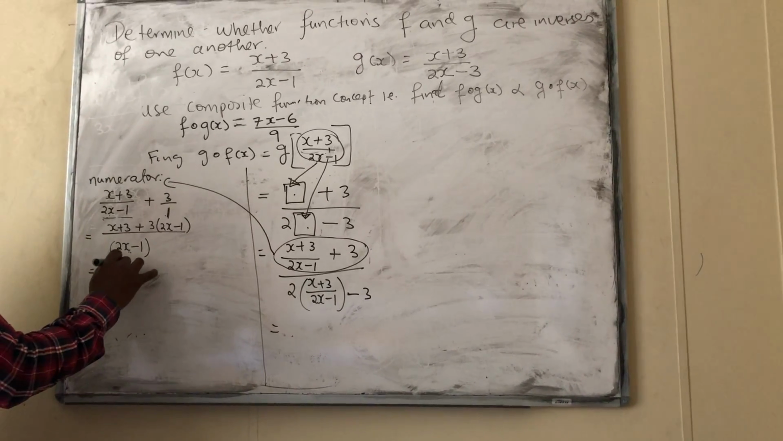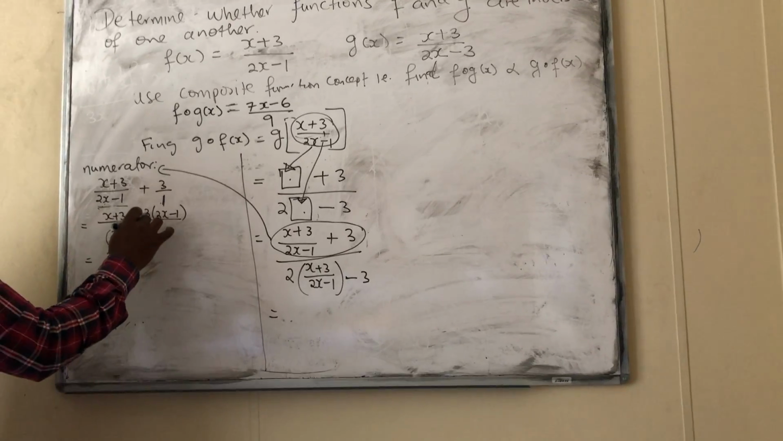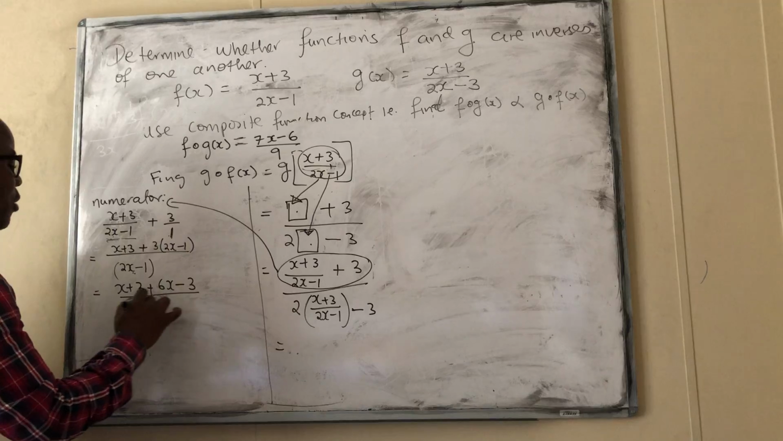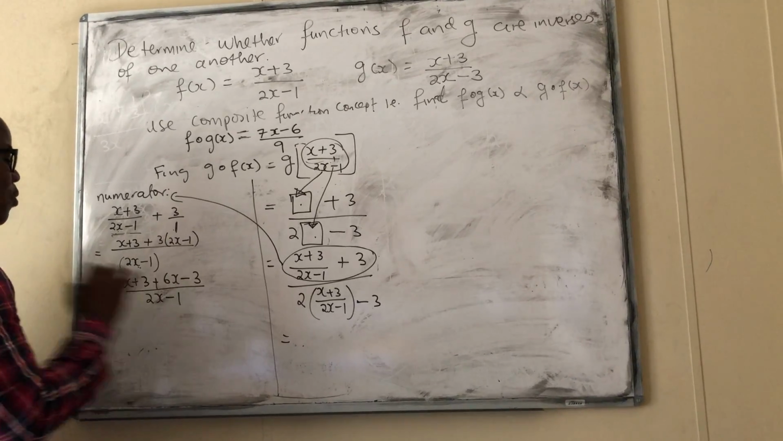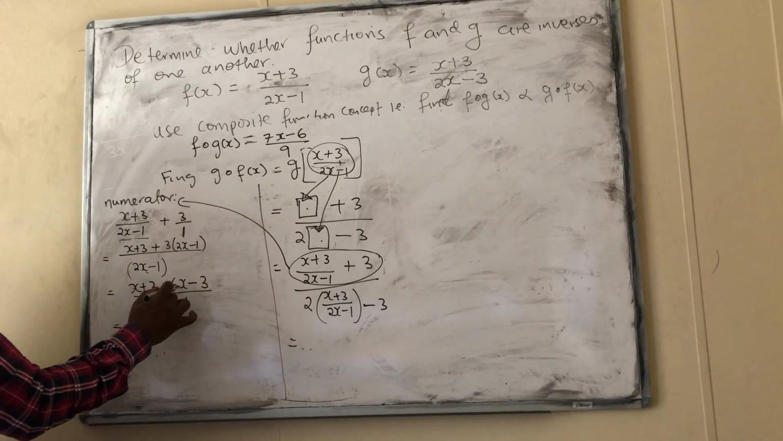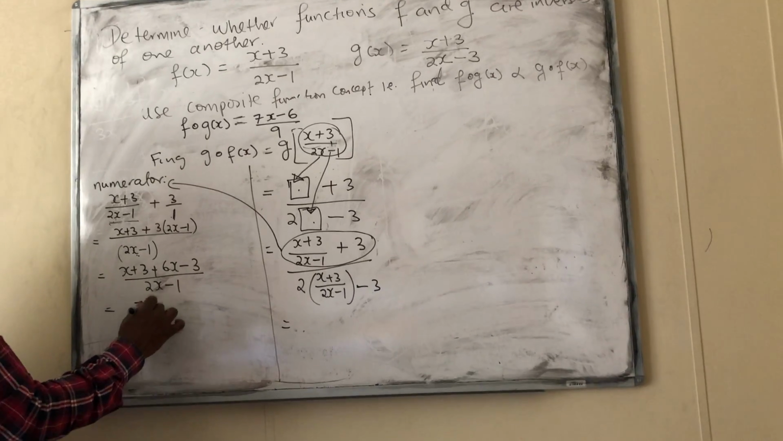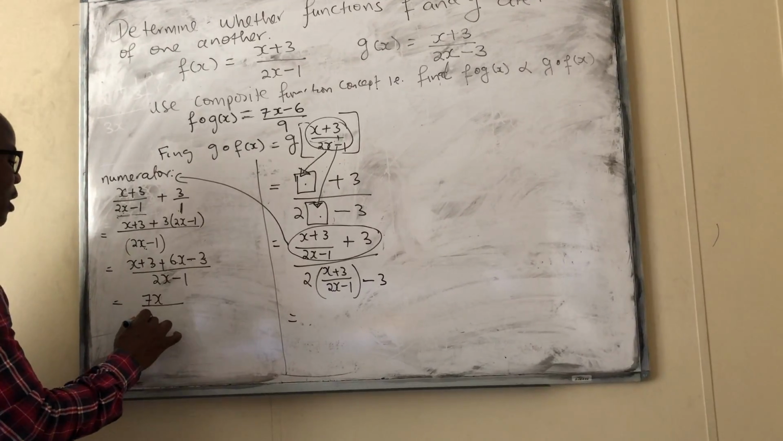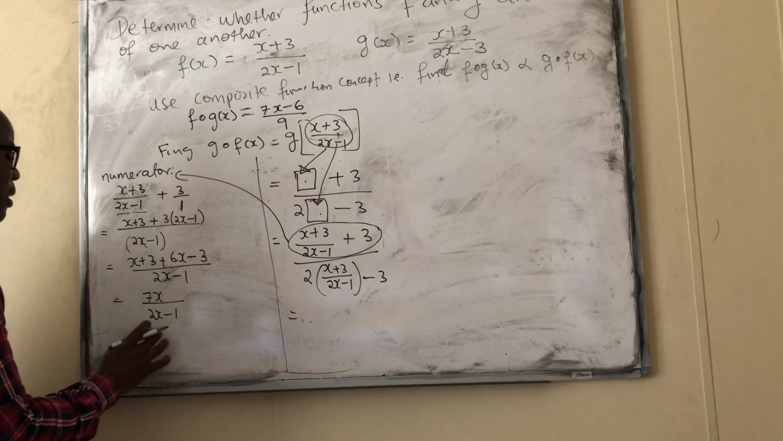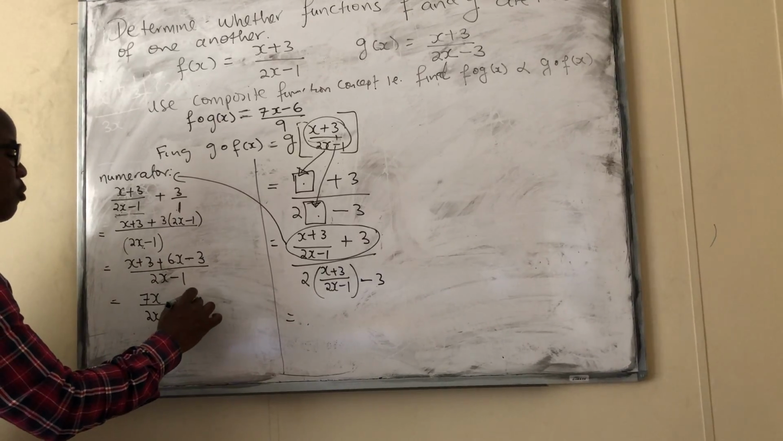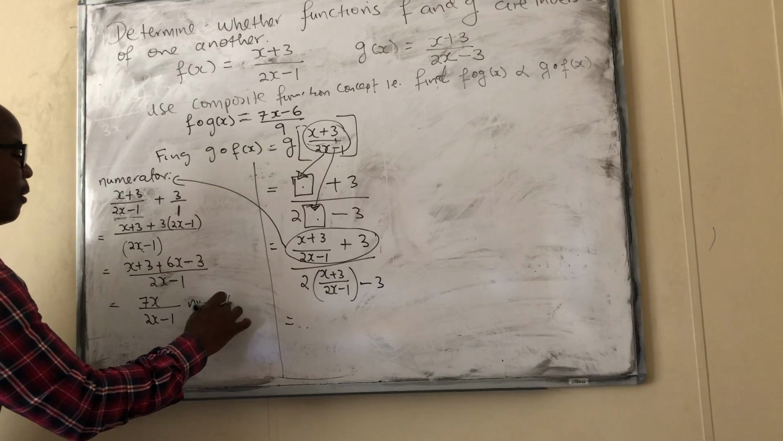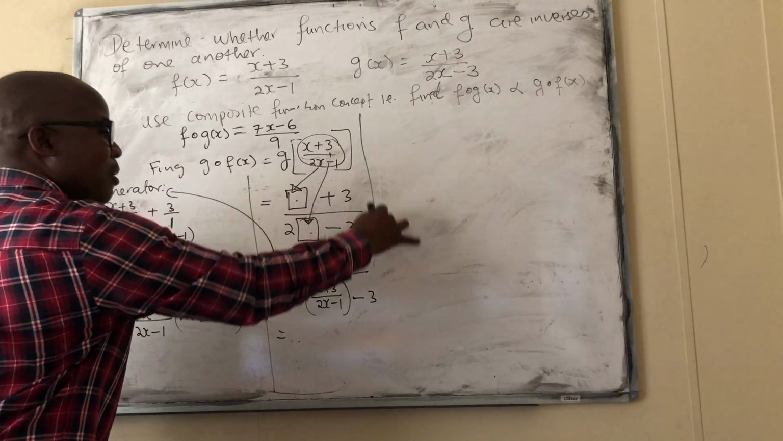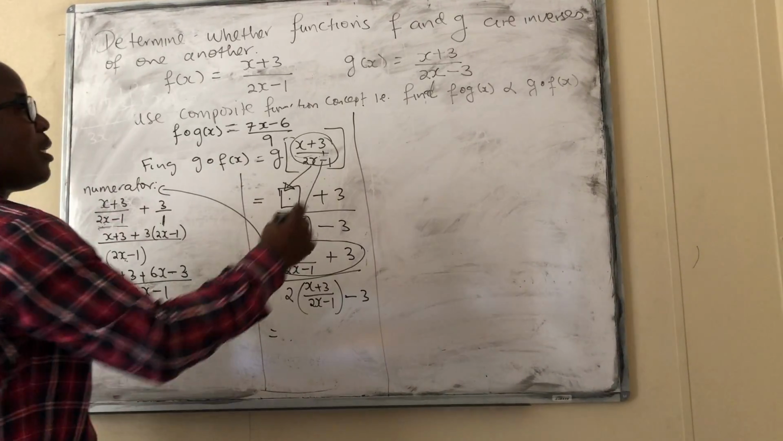So we remove the brackets. This is x + 3 plus 3 times 2x, which is 6x, minus 3, all over 2x - 1. x plus 6x is 7x. 3 minus 3 is 0. So this is all over 2x - 1. So this is the numerator after simplifying it.